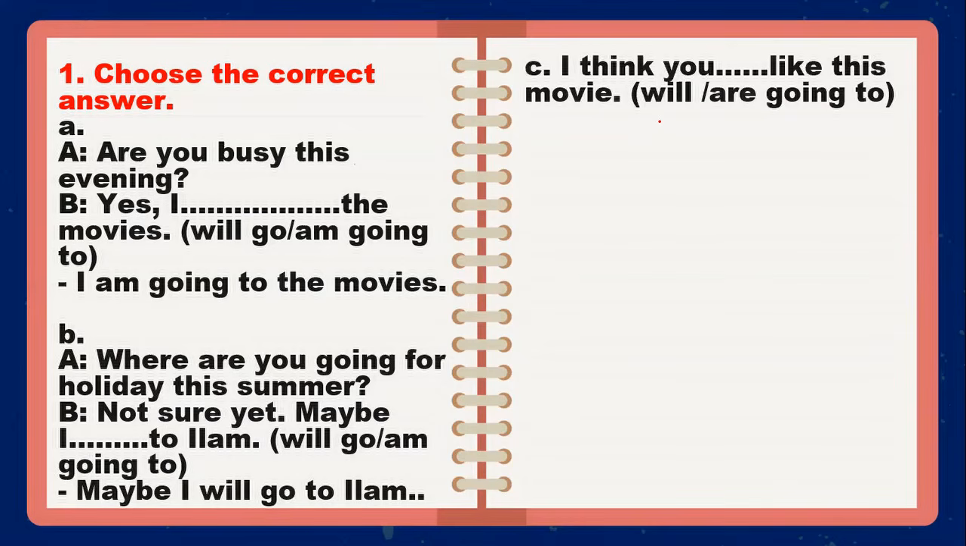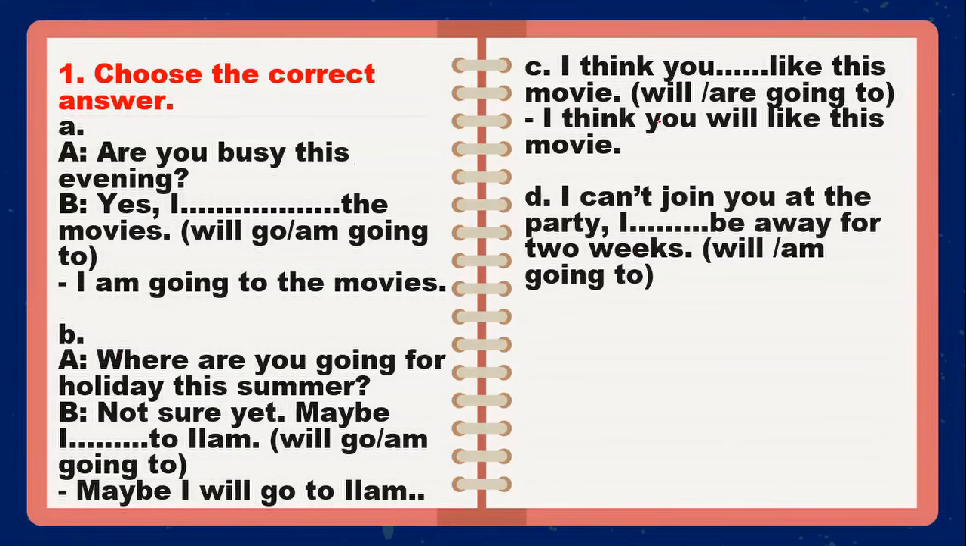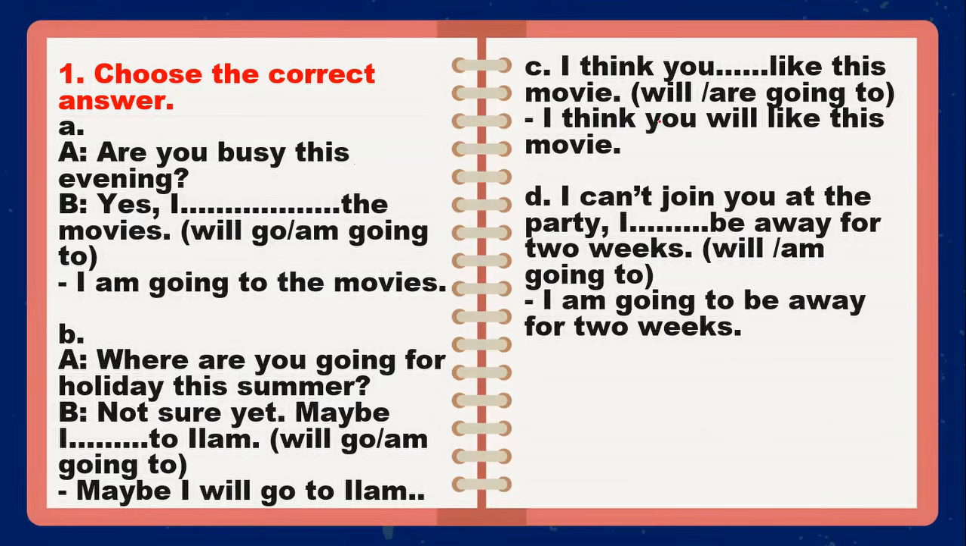I think you will like this movie. I think भन्ने बित्तिकै you are not 100% sure. So I think you will. I cannot join you at the party. किन जोइन गर्न सक्दिन? I am going to be away for 2 weeks. पहिल्यै प्लान बनाइसकेछ, पार्टीमा आउन सकिन्न म त गएको छु भनिराछ. So you have going to.